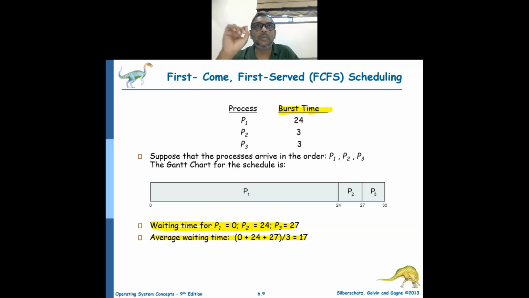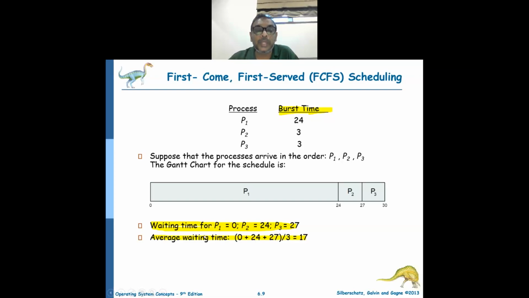P2 came in at 0. Right, it came in at 0, but it only got processed at time 24, 24 seconds later, for 3 seconds. So you can see here, 24 plus 3 is for P2. Next, P3 arrived at time 0, but it only got in at time 27. So this is the waiting time.